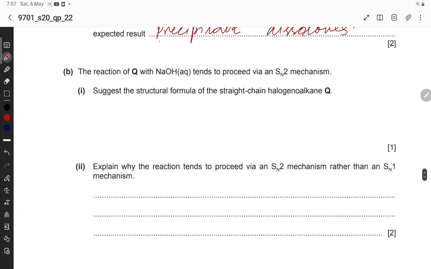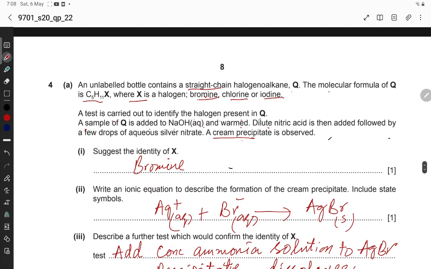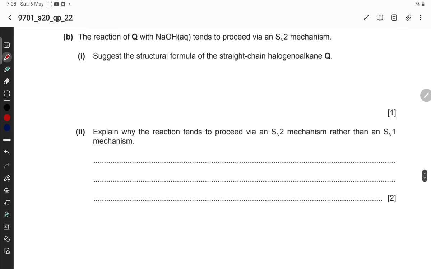The reaction of Q with sodium hydroxide tends to proceed via an SN2 reaction. The SN2 mechanism suggests the structural formula of the straight chain haloalkane Q. Straight chain haloalkane Q, and this is C5H11Br.